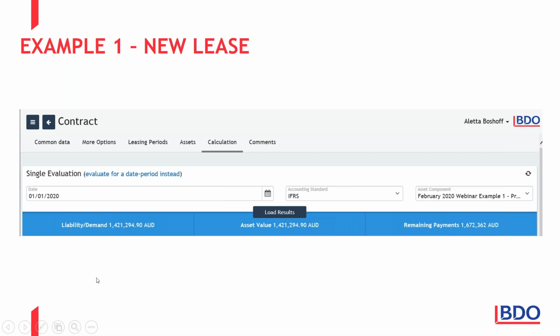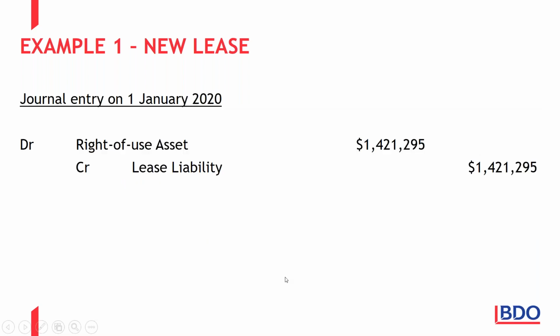On the 1st of January 2020, in BDO Lead, it says to me, my lease liability on day one is $1.4 million. My asset value is $1.4 million, and we know what the remaining cash payments are. But these are the two numbers we really need to do the journal. And our journal on the 1st of January 2020 would be debit our right of use asset, the 1.4 mil, and credit a lease liability, 1.4 mil.